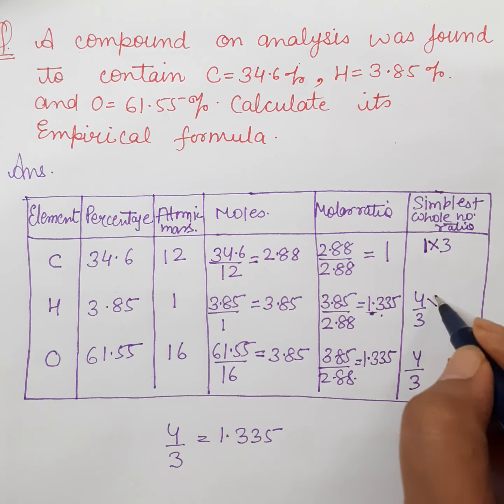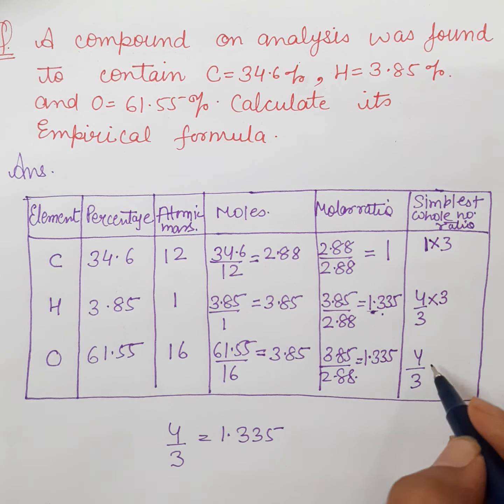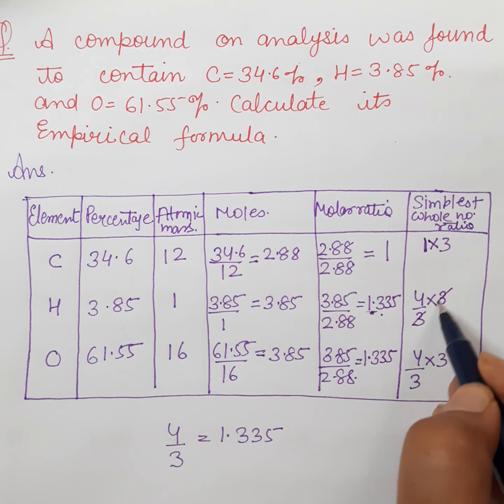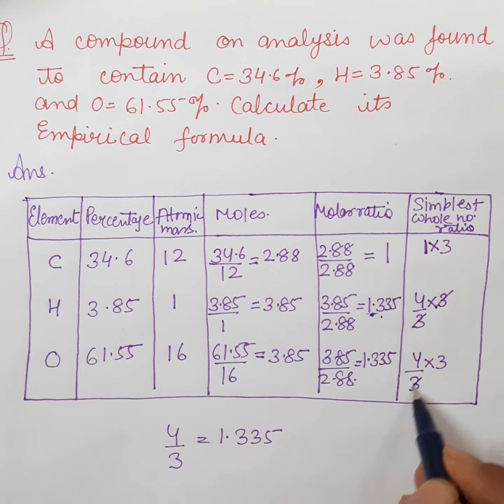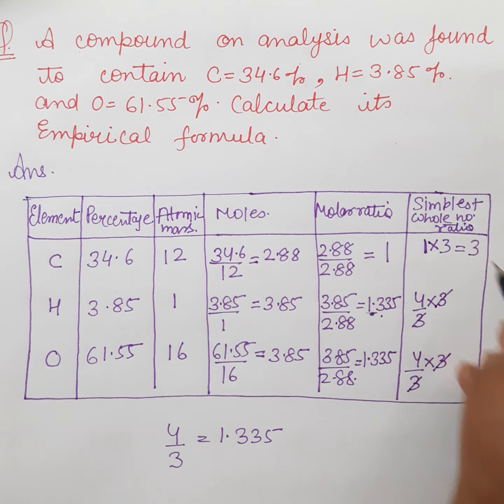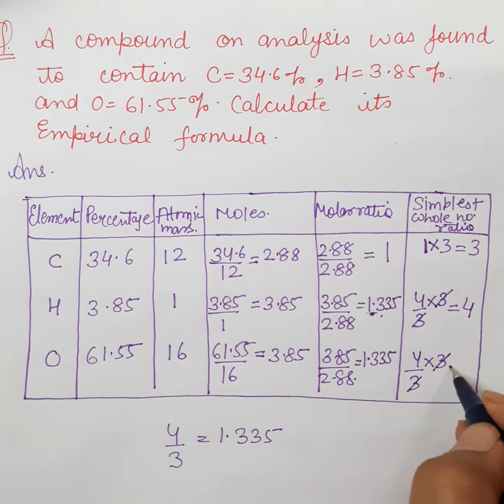Now I am going to multiply this also with the 3 and this also with the 3. Now what is going on? This 3 must be cancelled from this 3 and this 3 must be cancelled out from this 3. What happens? We get 3, 4 and after that 4. So we cannot consider again with the simple whole numbers ratio.